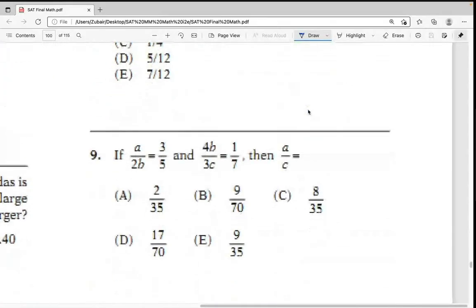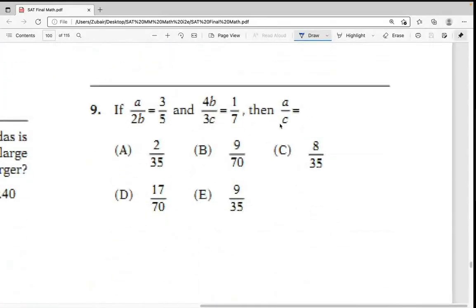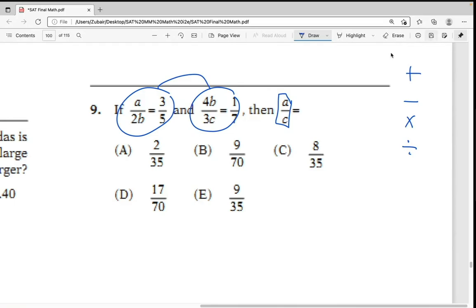Question number 9. This is given. The examiner wants to see this. Two of these equations to get A over C. Add them, subtract them, multiply them, divide them. The examiner wants to see this. I can see A, I can see C.